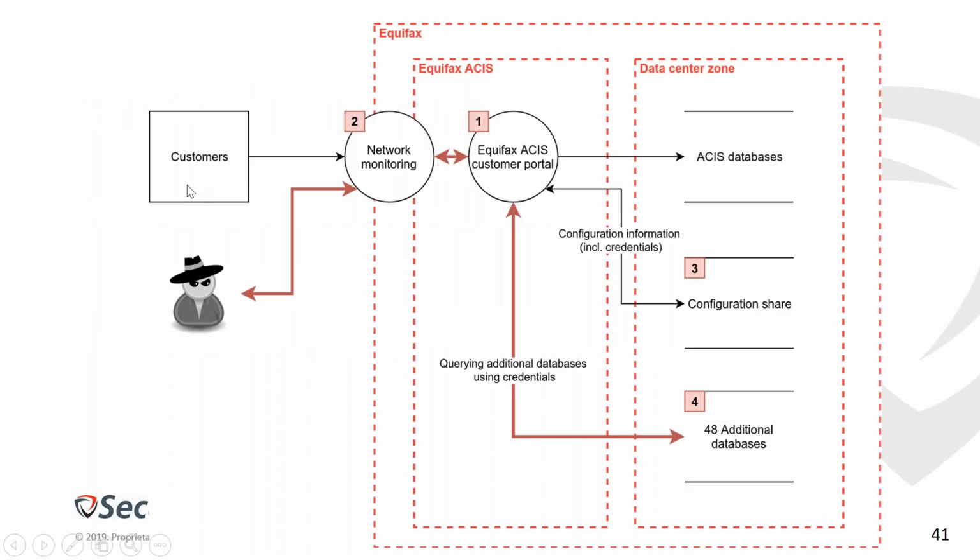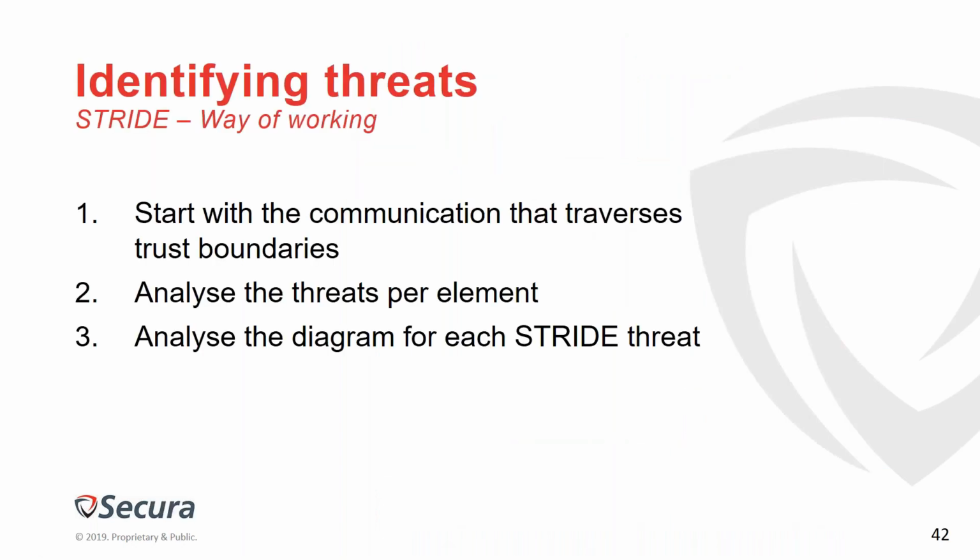Like, for example, over here, I think this one would be the obvious one, right? The trust boundary between Equifax on the one hand and the public internet on the other hand. But also the communication between the different zones of the internal network. You can see here, communication is traversed between the portal, where the chances of attack are more likely, and the internal zones. But you can see, because this system can actually reach internal systems and a lot of internal databases, the impact of this attack was actually a lot bigger than it could have been. So just to make sure that you keep the priority, start with the communication that traverses the trust boundaries, analyze the threats per element.